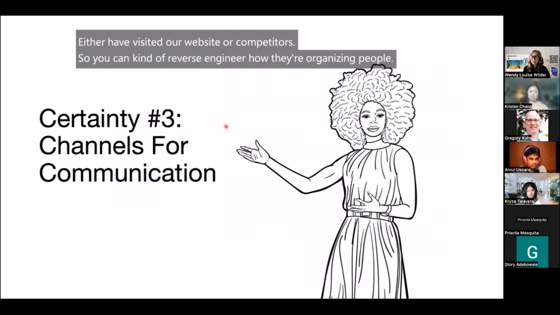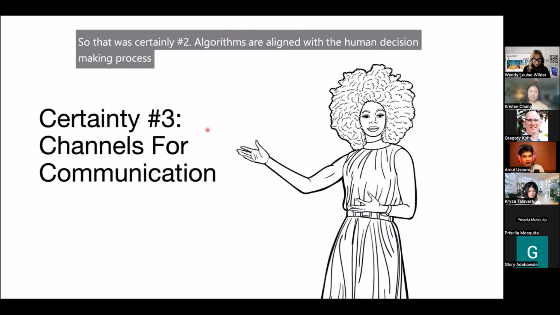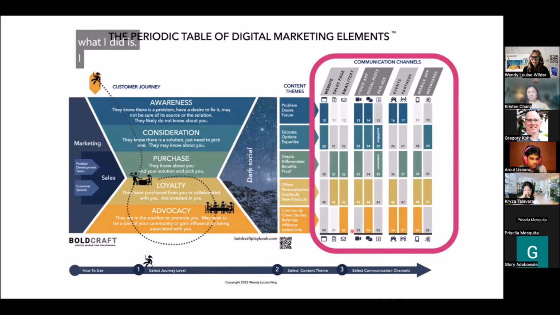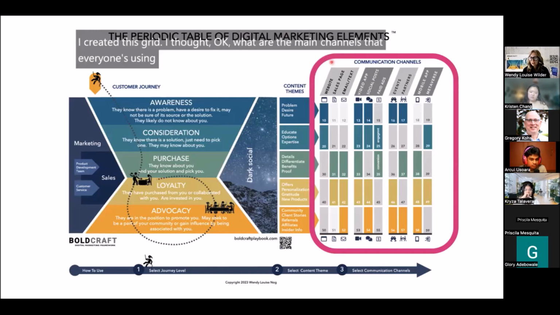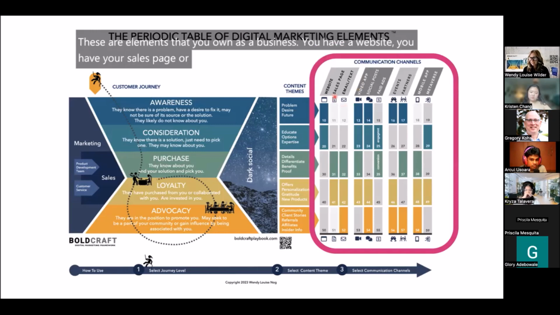So that was certainty number 2. Algorithms are aligned with the human decision-making process. Certainty number 3, channels for communication. So what I did is I created this grid. I thought, okay, what are the main channels that everyone's using, and how can I organize them? So I organized them by, these are elements that you own as a business. You have a website, you have your sales page, or for some businesses, it's a series of pages, and your email. And then we have social media and ads.